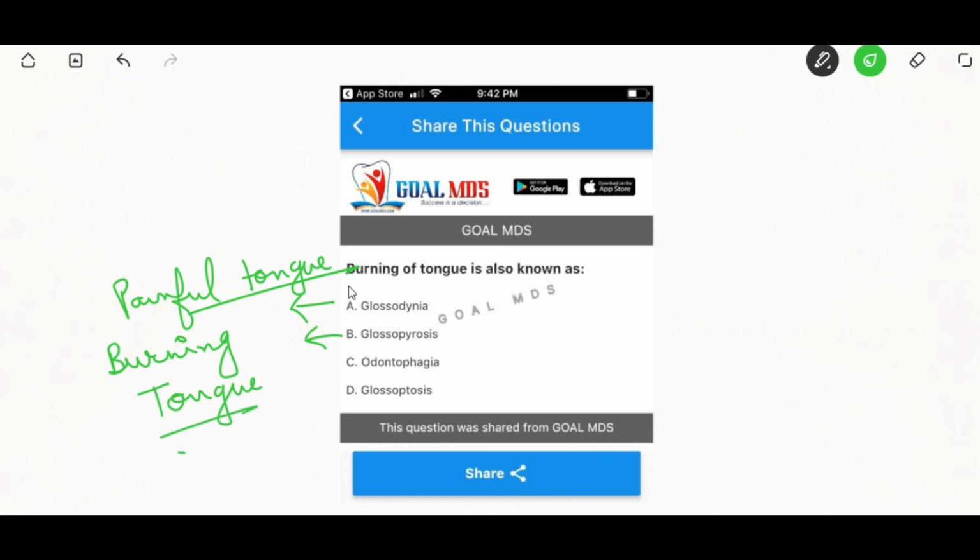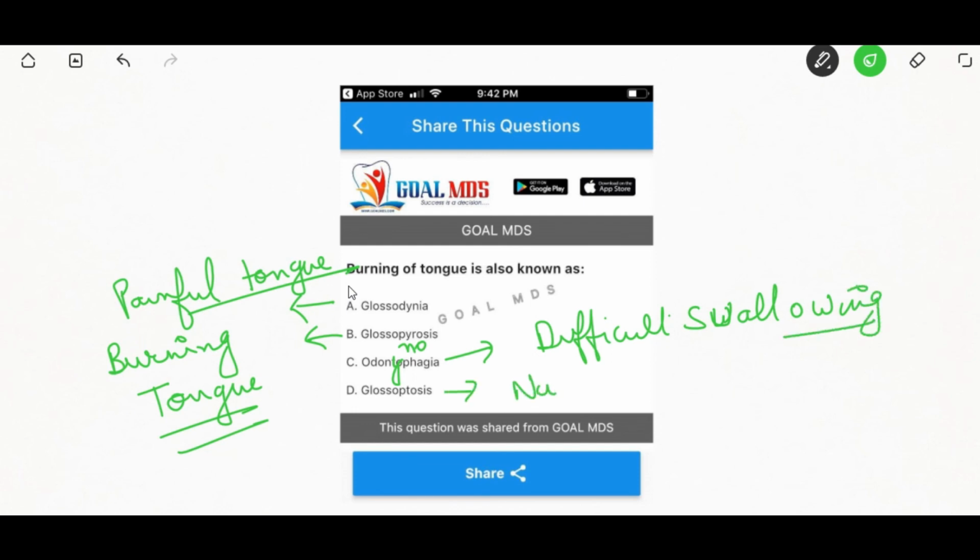Now the third term is glossoptosis. What is glossoptosis? It refers to the incorrect placement or displacement of the tongue. At birth you will find that your infant's tongue is farther back in their mouth than it should be. This position can block your child's airway, affecting their ability to breathe, eat and swallow.